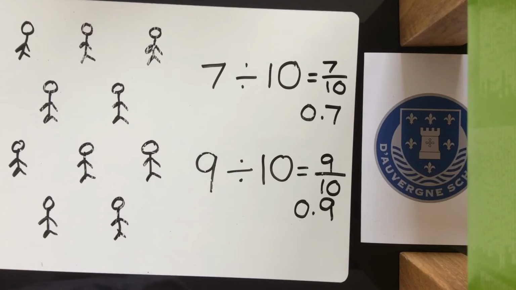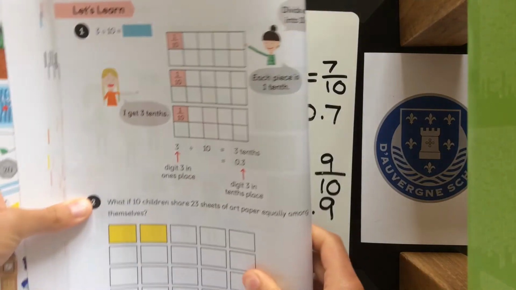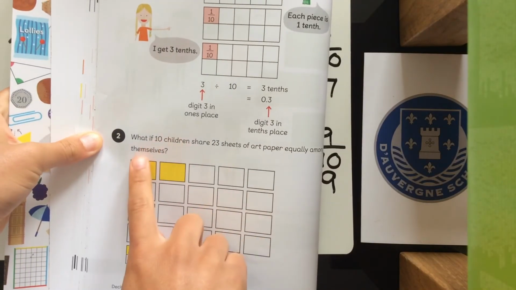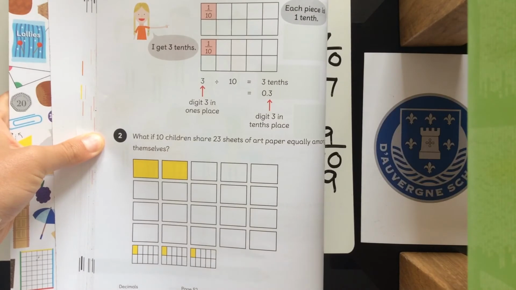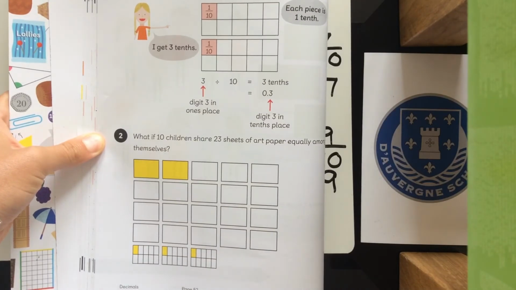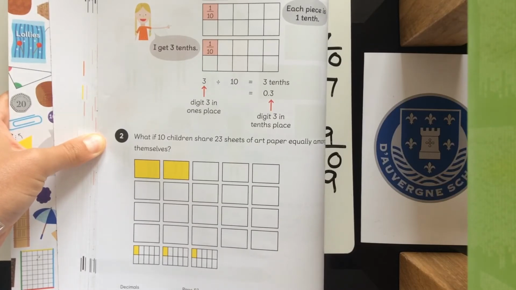Now, let's have a look at our next Let's Learn. I want you to see if you can find what is the same and what is different about this question. So, question 2. What if 10 children share 23 sheets of art paper equally amongst themselves? How much would they get each?